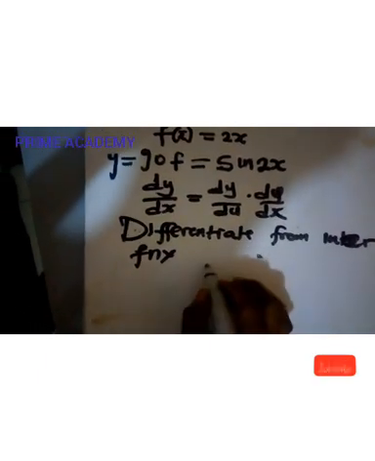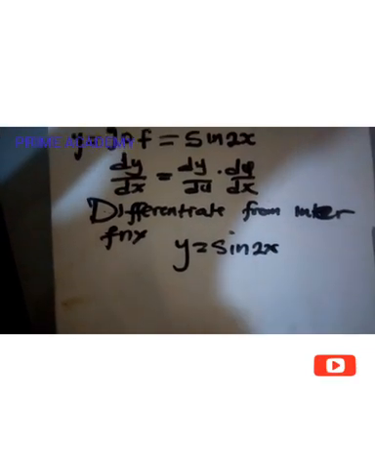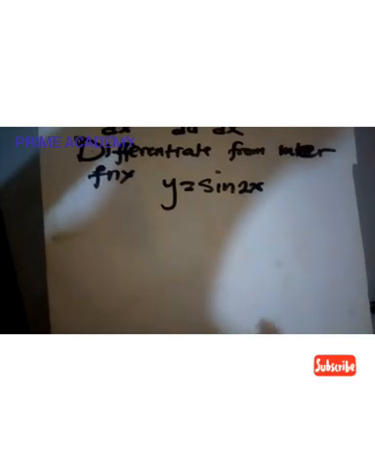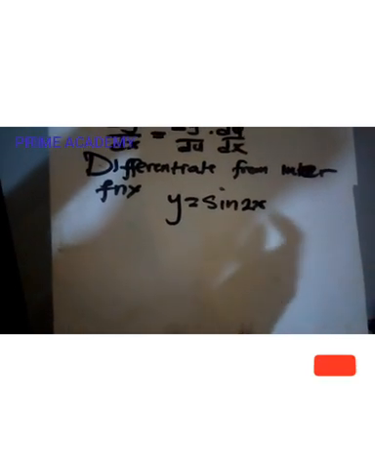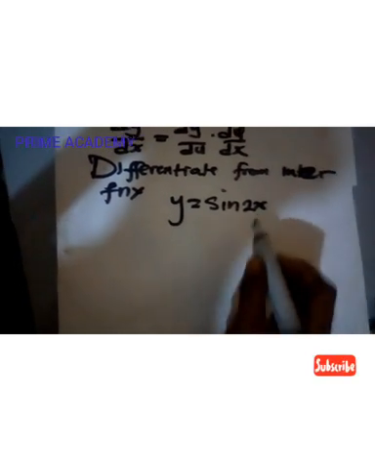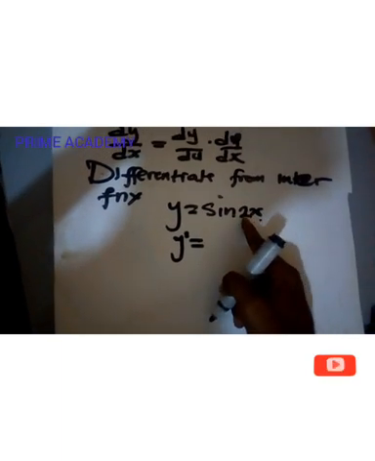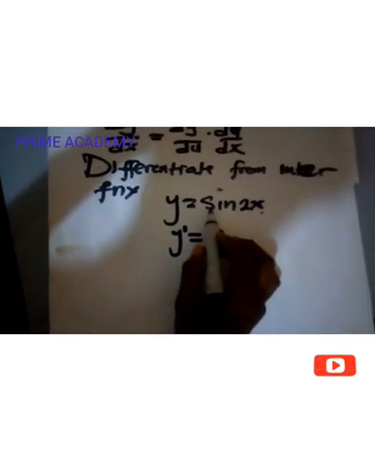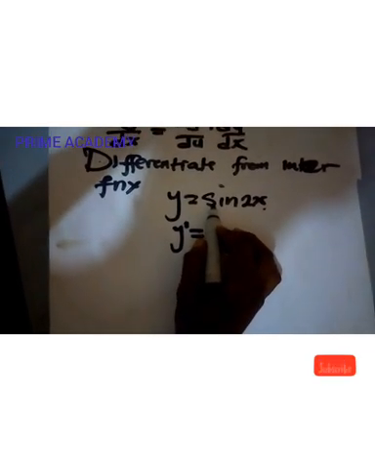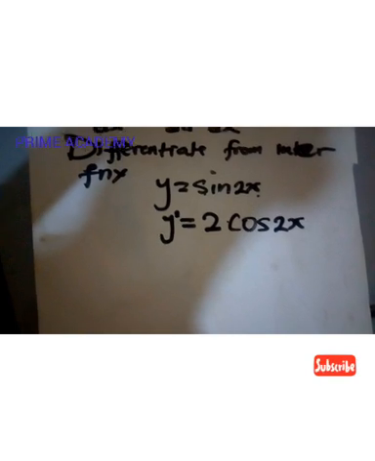Now, if we have y equals sine 2x and we are to differentiate this, the simple thing we do is identify the inner function. The inner function in this is 2x. So we differentiate from inside. If I differentiate 2x, I will get 2, so y prime starts with 2. And if I differentiate the outer function, sine, I will get cosine. Then we rewrite the inner function. So this is the derivative of that function. That is very simple.